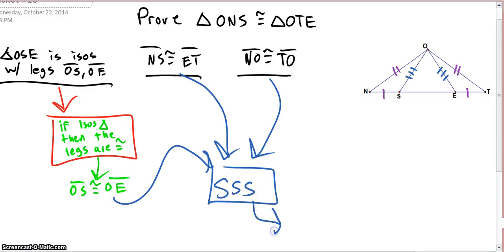Out comes from the SSS box my triangle congruency statement that triangle ONS is congruent to triangle OTE. So sometimes they're a little bit easier, didn't even need a diagram step there, and I am all done.